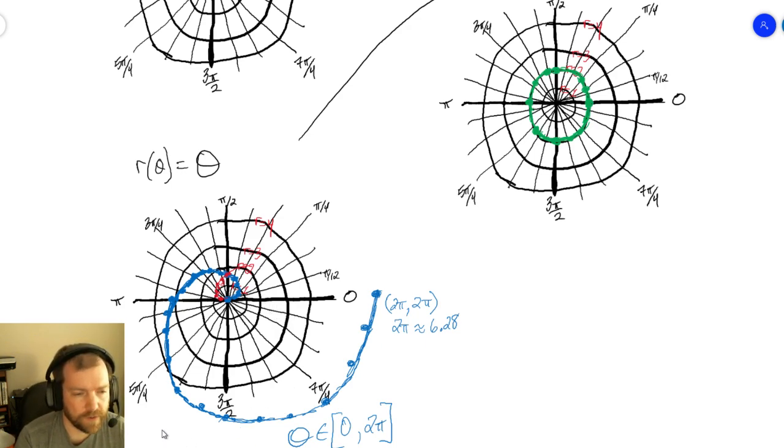Okay, so the red one is specifically when we're going to go from negative 2 pi to 0. I'm kind of committing here. 3.14.